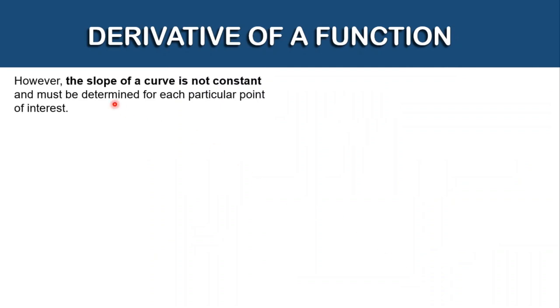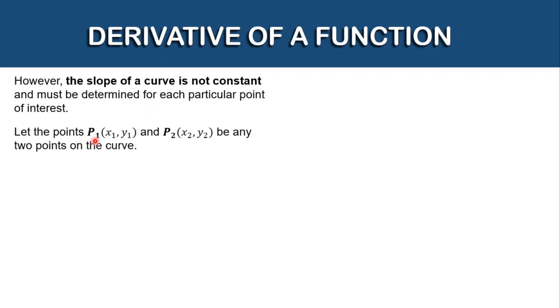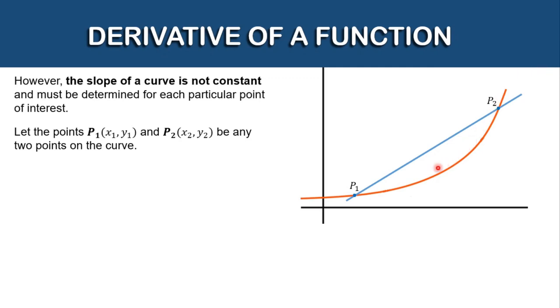However, the slope of a curve is not constant and must be determined for each particular point of interest. At this point, let the points P1 with the coordinates x sub 1, y sub 1, and P2 with the coordinates x sub 2, y sub 2 be any two points on the curve. Here's our graph with a curve and a line having two points. Here is our curve, and these are our points. This is P1, this is P2, and here is our line.